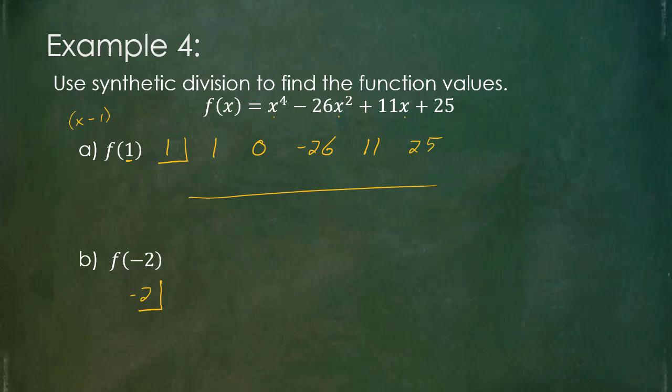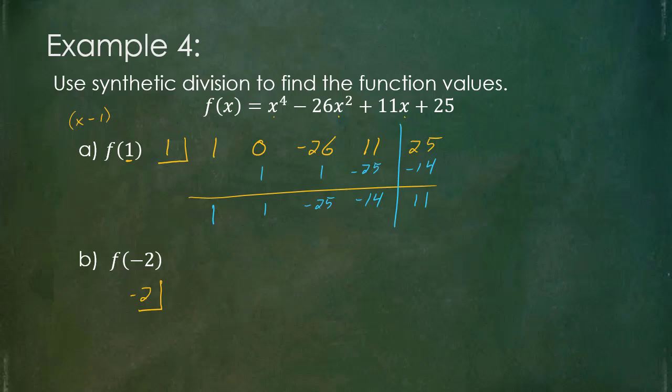Now I'll change color here so we can see which numbers I'm now introducing or creating. The first number just drops down. 1 times 1 would be 1. 0 plus 1 is 1. 1 times 1 still is 1. Negative 26 plus 1 would be a negative 25. A negative 25 times 1 would be a negative 25. A negative 25 plus 11 would be a negative 14. A negative 14 times 1 would be a negative 14. And a 25 plus a negative 14 would give me 11.